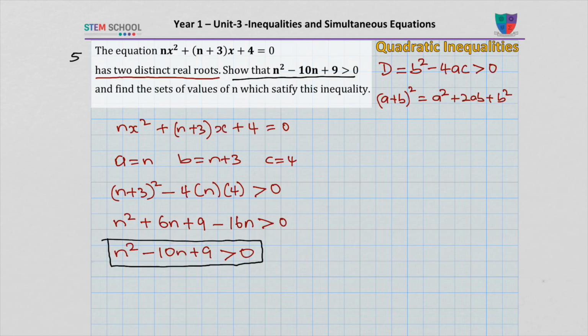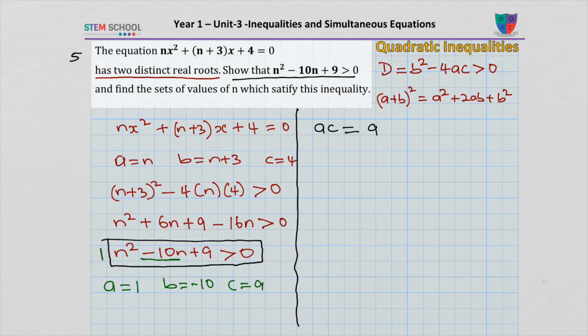To do that, I see a is 1, because there's a 1 here, so I want to factorize it. B equals minus 10, so that's minus 10 here. And C equals 9. So let's factorize that. To factorize it, I need AC, which is 1 times 9, is 9. I need two numbers that when I multiply them together I get 9, and when I add them together I get minus 10. So I get the B, minus 10, and if I multiply them together I get the AC.